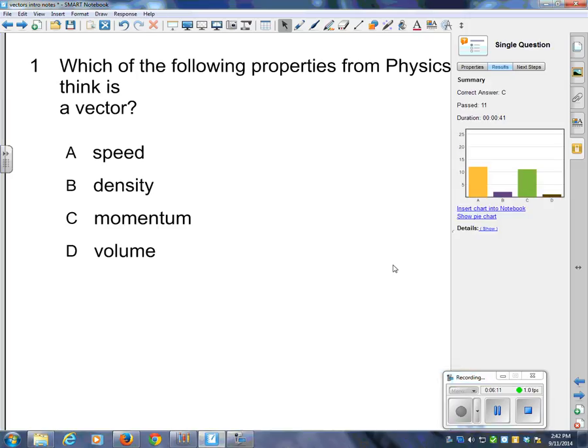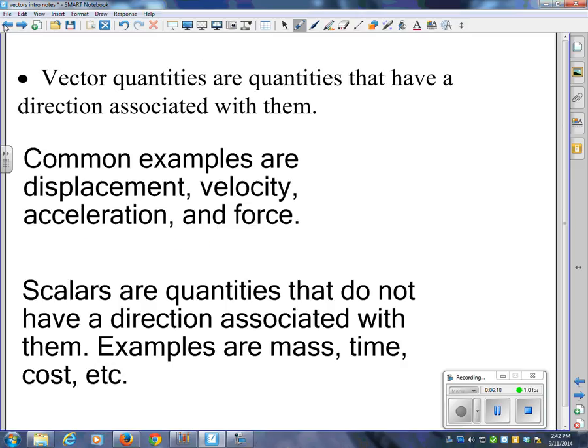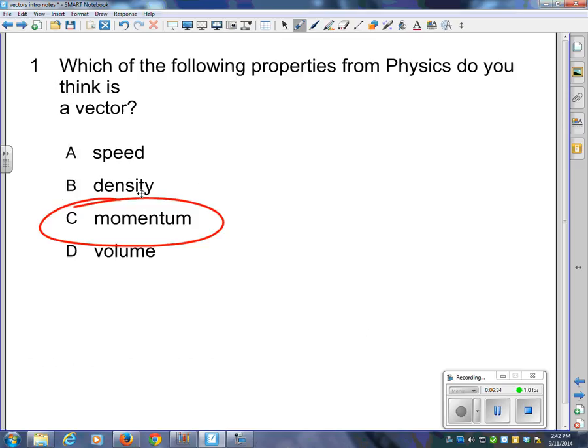Correct answer is C, momentum. Let me just go back here. Oh, you said speed, Mr. Bennett. No, I said velocity is speed with a direction. Right? Velocity is speed with a direction. Speed itself is a scalar. Density, do you say like 47 grams per cubic centimeter west? No. Momentum has a direction to it. Momentum is a vector. Volume is not.